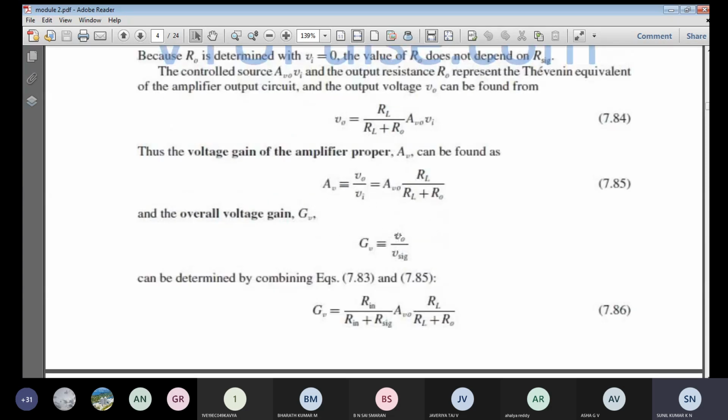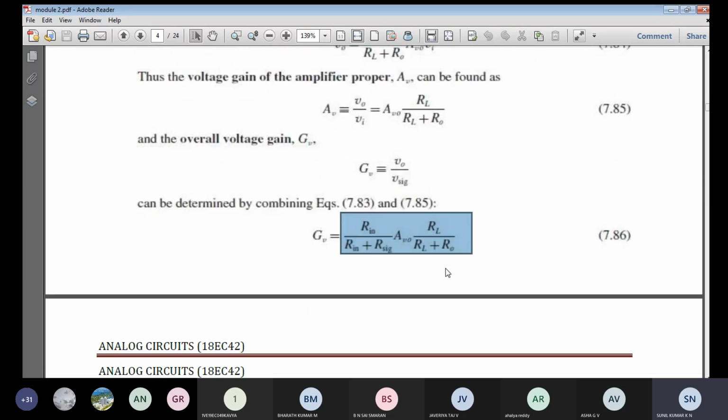So Gv is V0 by V signal, no? We are going to write the output voltage as it is, whatever expression you get, we keep it as it is. But in place of Vi, we are going to write V signal into Rin divided by Rin plus R signal. So Vi will be expressed in terms of V signal. So V0 by V signal, if you take the ratio, this will be the overall voltage gain. But Rin is infinity, so the entire factor gets cancelled and it is left with this voltage gain expression.